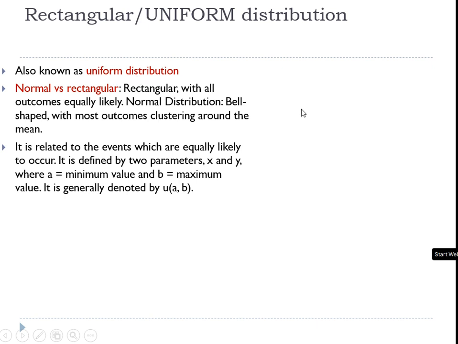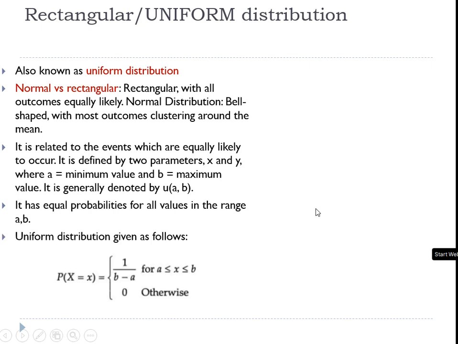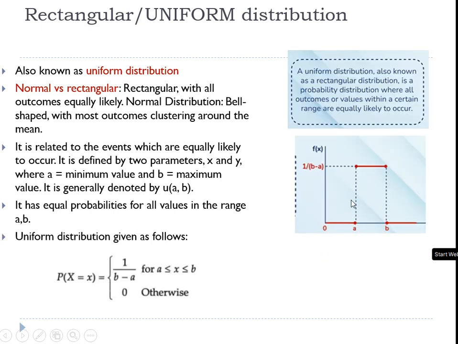Now if you want me to compare the previous normal distribution with a rectangular distribution, what we saw in normal distribution was that it was bell shaped with most outcomes clustered around the mean. Whereas in rectangular, all the outcomes are equally likely to occur. If you actually observe the graph, that would be more convenient to understand.